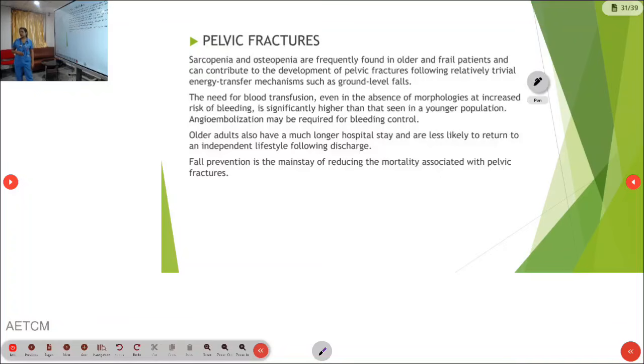Pelvic fracture is also very common in elderly people due to sarcopenia and osteopenia. The need for blood transfusion is higher in elderly people because of the increased risk of bleeding, and older people have a much longer hospital stay and are less likely to return to an independent lifestyle following discharge. So, the mainstay for reducing mortality and morbidity in pelvic fracture is fall prevention.